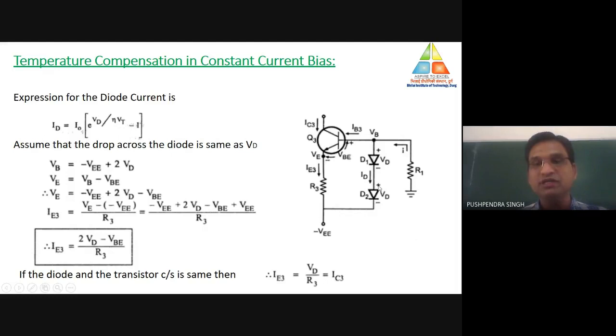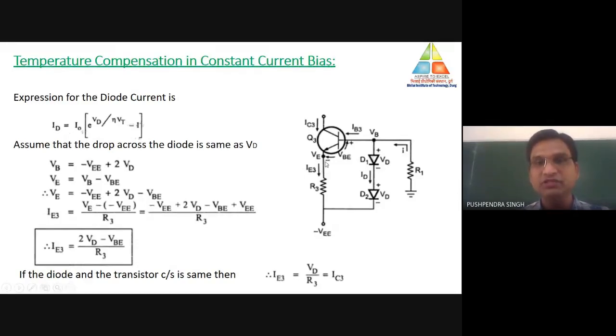Suppose the total voltage drop across this diode is VD, and this diode's voltage is also VD. Then VD plus VD is twice VD. So what is VB? VB is equal to the negative supply plus twice VD. Then what is VE? I am going through the same process which we have done in the case of constant current bias using resistance. So again, we are calculating the value of VE.